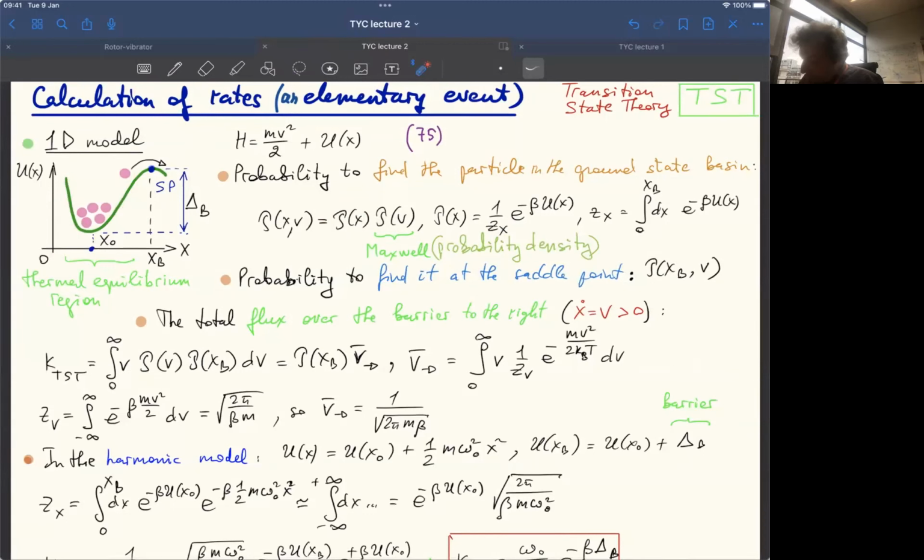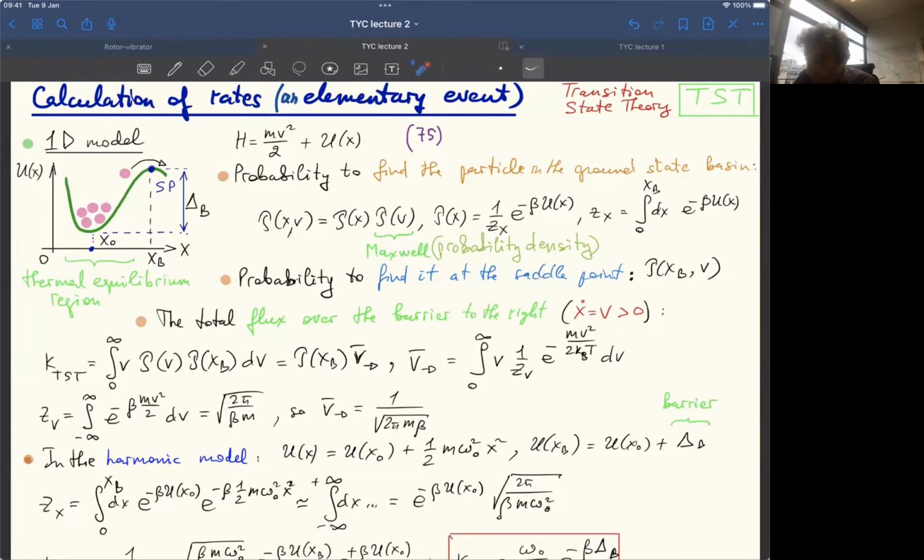Then the rate of transition can be determined in the following way. First of all, we will calculate the probability to find my system at that point. And that would be given by this potential part in the probability exactly at x equal xb when I reach this maximum here. On the other hand, it is not enough just to reach this point.